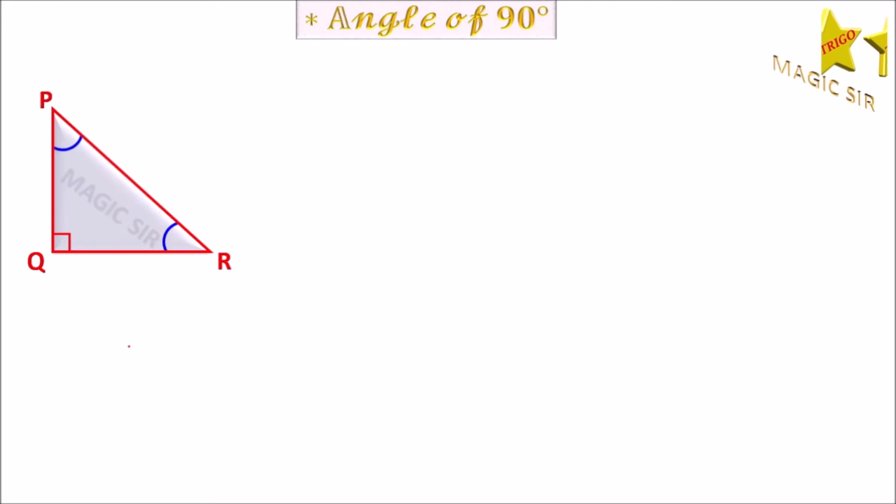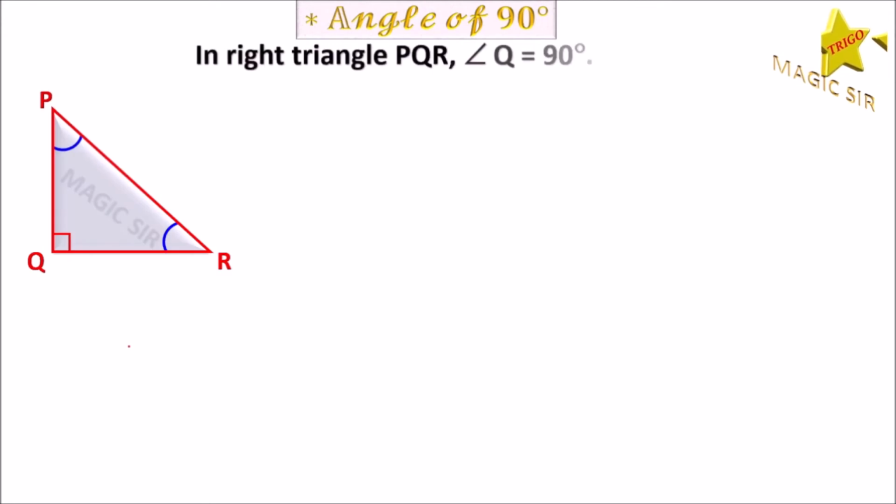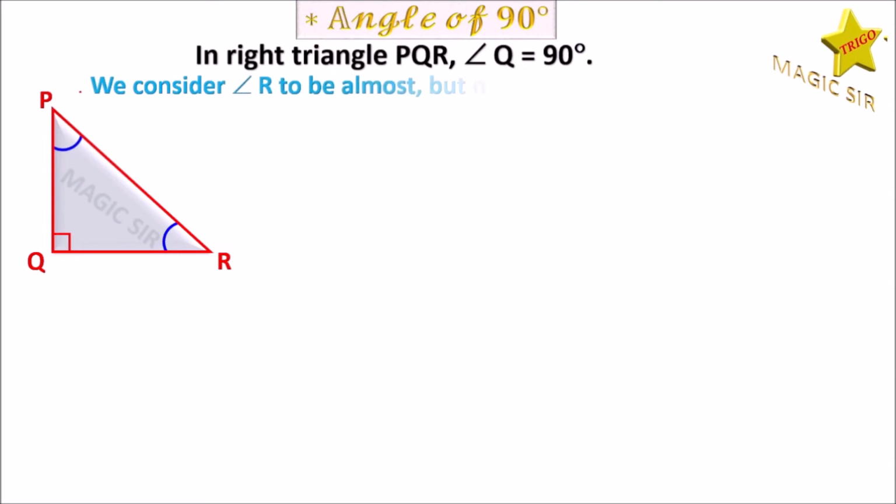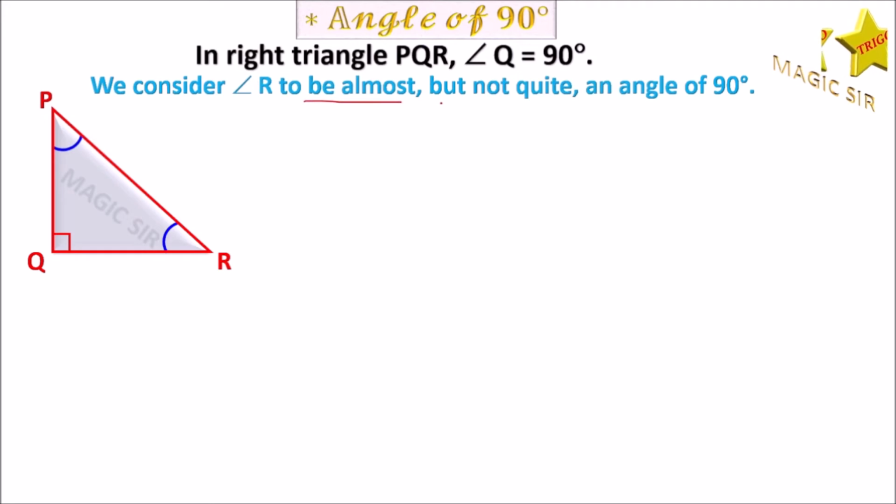Now we will find the values of trigonometric ratios for the angle of 90 degrees. In right triangle PQR, angle Q is equal to 90 degrees. If we take angle R is equal to 90 degrees, then angle P is equal to 0 degree. But we know that in any triangle, two angles of 90 degrees are not possible. So we consider angle R to be almost but not quite an angle of 90 degrees.